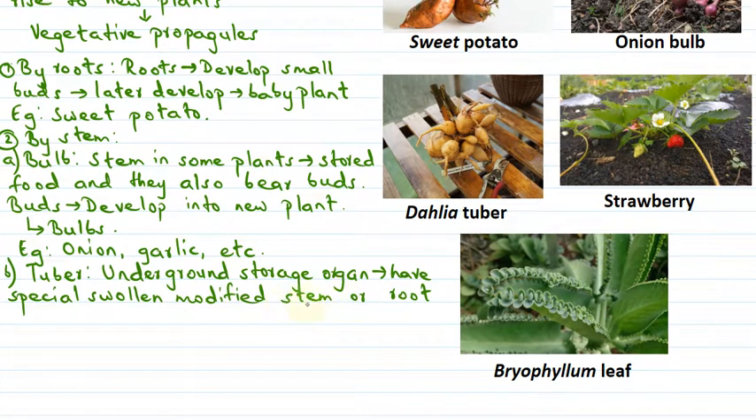If it is a modified stem, it can be found in potato. Potato has stem tuber, and root tuber can be found in dahlia. These modified storage organs can give rise to new plants. So these are known as tubers.